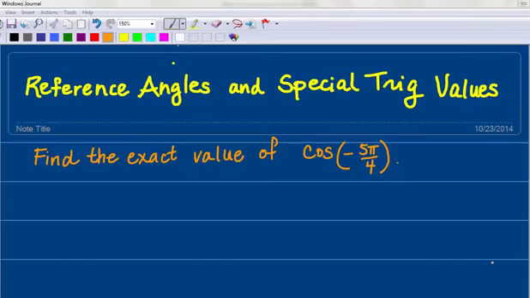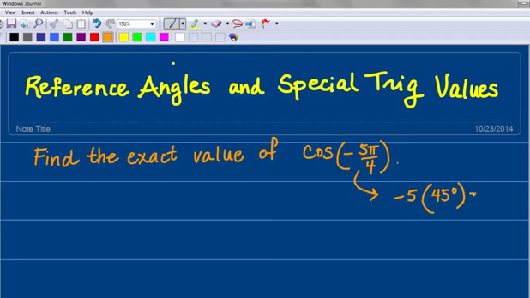Let's use what we've learned about reference angles and special trig values to find the exact value of the cosine of the angle -5 pi over 4. It might be helpful to take our angle here in radian measure and express it in degrees. So keep in mind that -5 pi over 4 is really just -5 multiplied by pi over 4, which is equivalent to 45 degrees. So this guy is just -225 degrees.